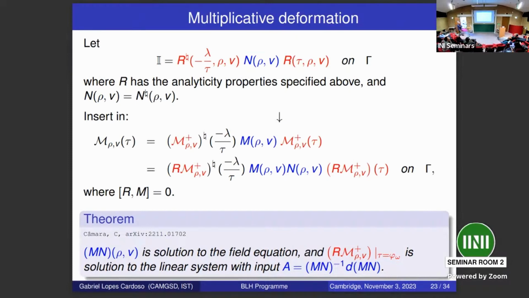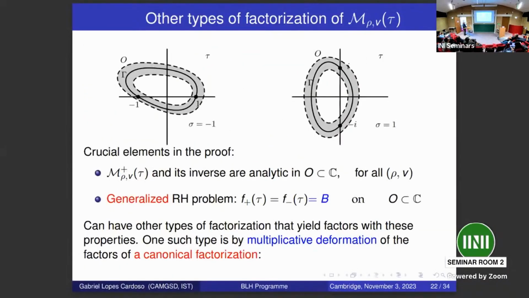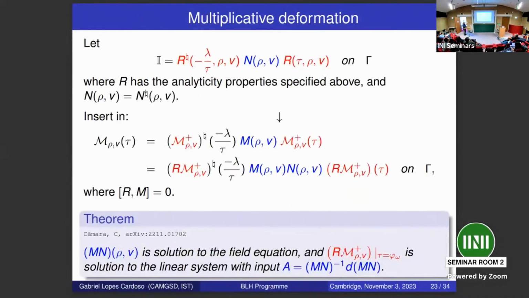So what we have done here is as follows. We have started from a monodromy matrix that has a canonical factorization. And then we have deformed the canonical factorization, the M plus, by multiplying it with a function R that was analytic in the vicinity of the curve gamma, but not necessarily in the interior. We call this a multiplicative deformation of the canonical factorization. And the resulting factor, one can prove this, is again a solution to the equation of motion.